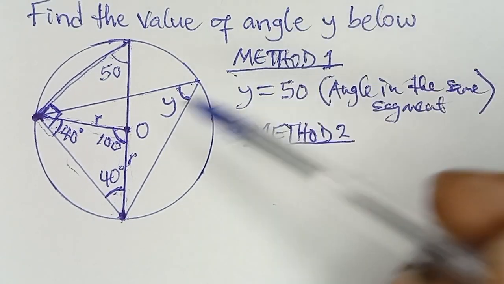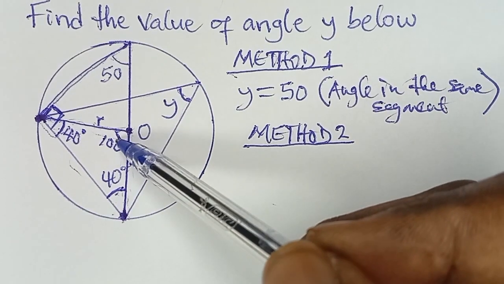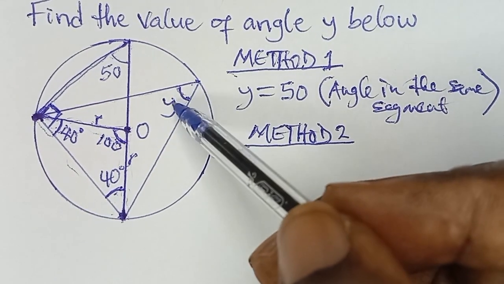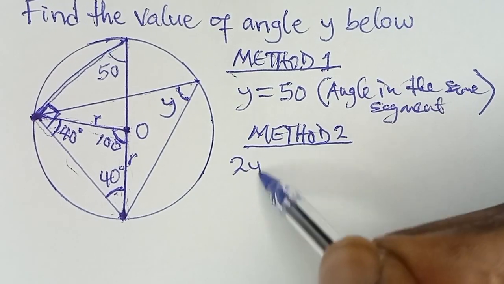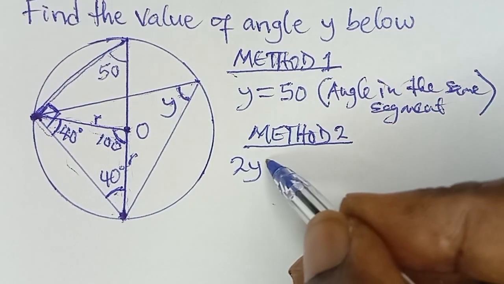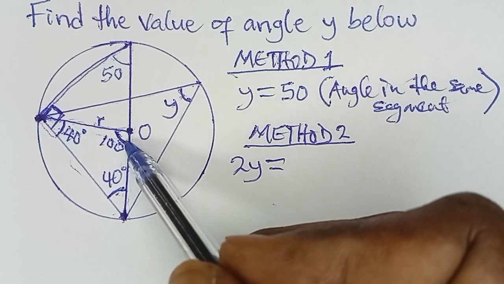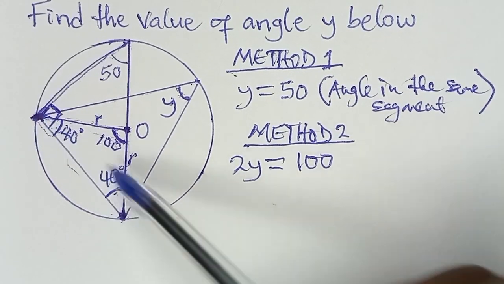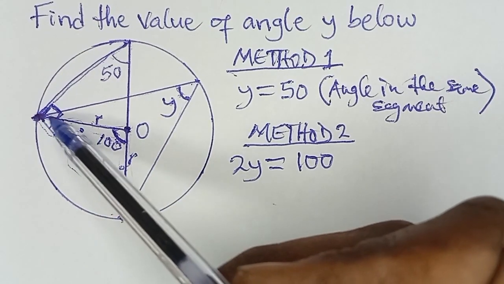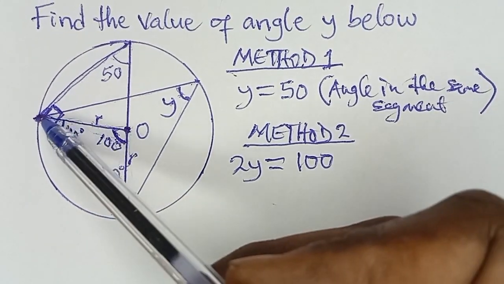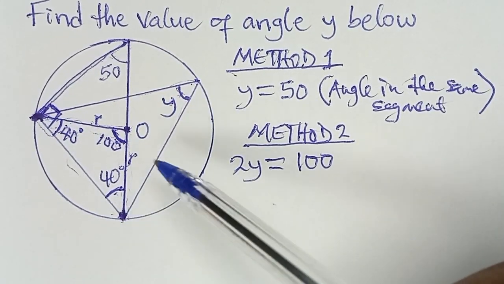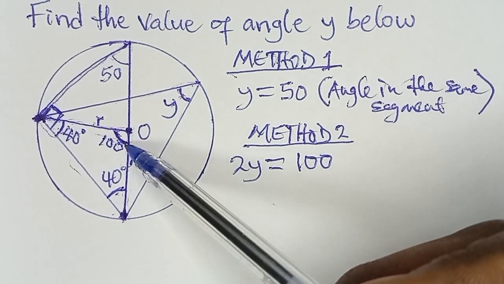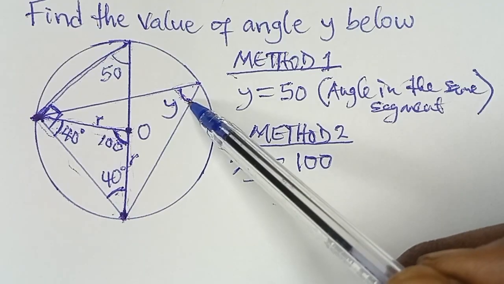Now, the theorem says that angle at the center is twice that at the circumference. So that means 2y, twice that at the circumference, is equal to the angle at the center, which is 100. So don't forget, the 2 lines must come from the same point. A pair goes to the center and another pair goes to the circumference. In that case, we say angle at the center is twice angle at the circumference.